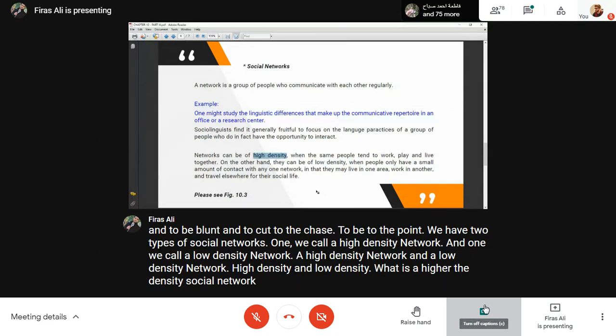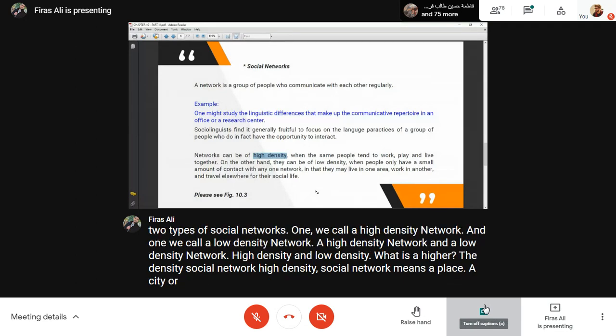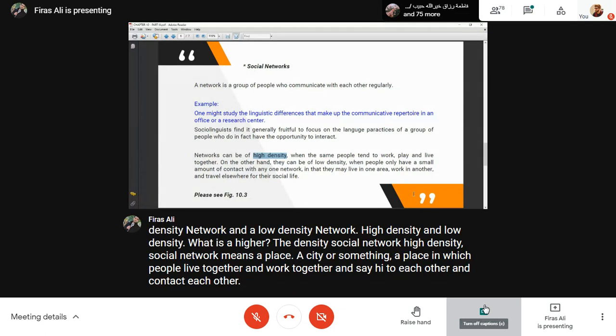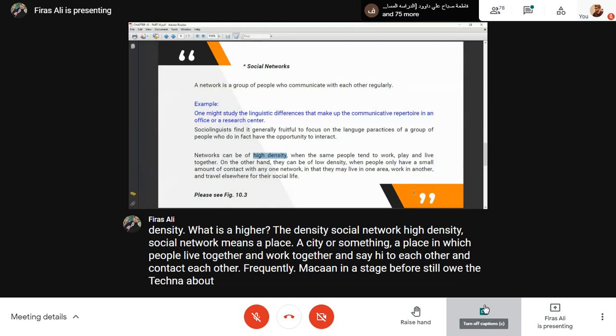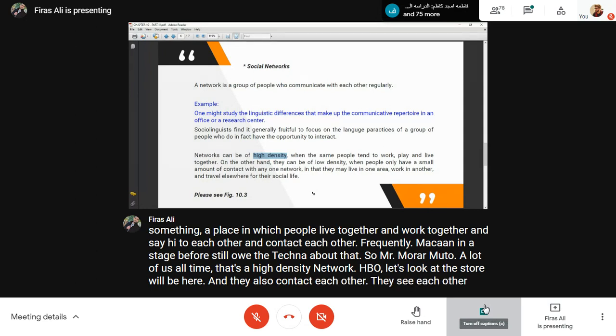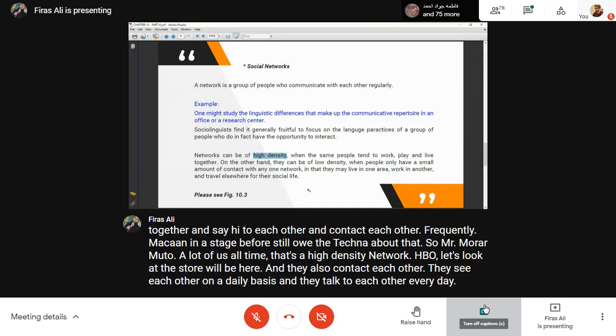A high density social network means a place, a city or something, a place in which people live together and work together and say hi to each other and can contact each other frequently. That's a high density network. For example, a certain area where people live and at the same time work, and they also contact each other. They see each other on a daily basis and they talk to each other every day. This is called a high density network.